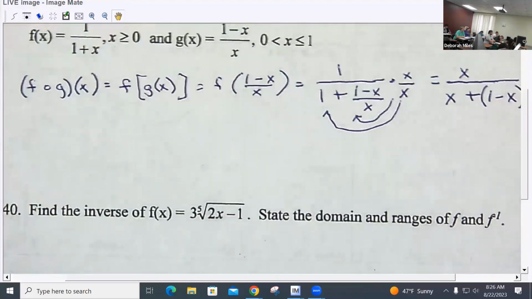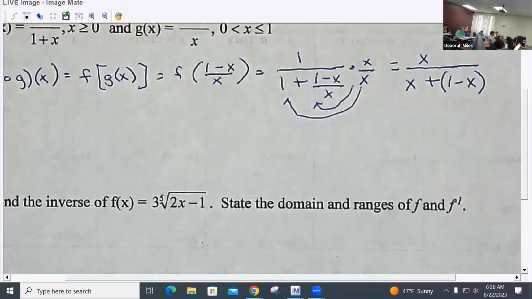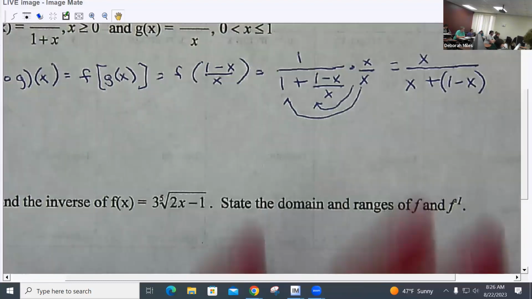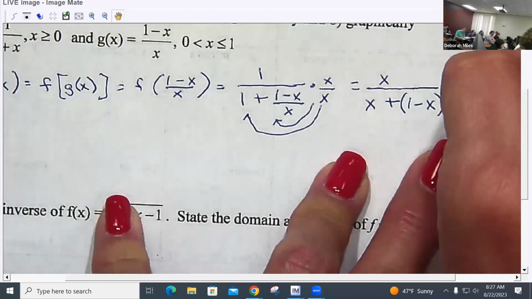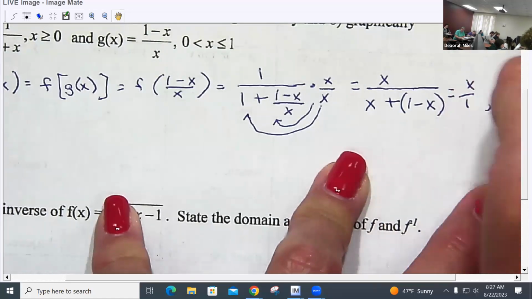You don't need those parentheses because you're adding, but if it helps your eyeball, write it. Or if it will keep you from making a mistake when it's subtraction, just go ahead and put it there. It doesn't hurt to have those parentheses. What does that clean up to be? X over one, and what is x over one? X.